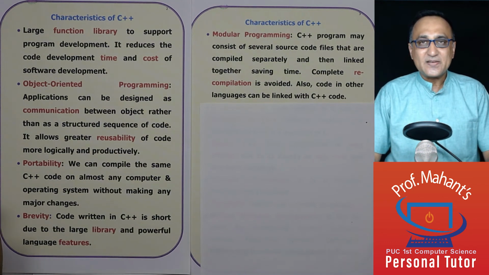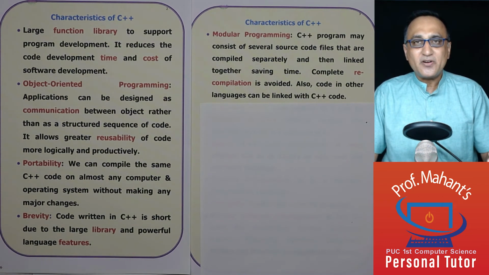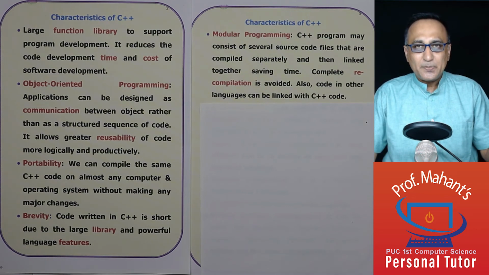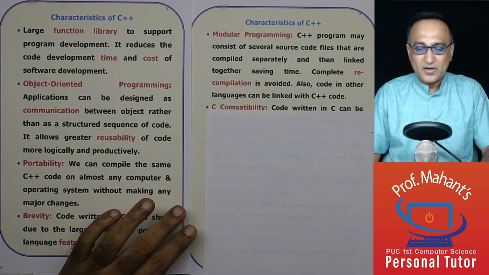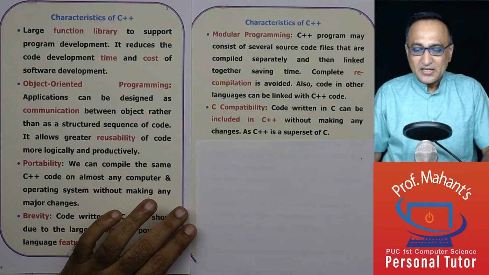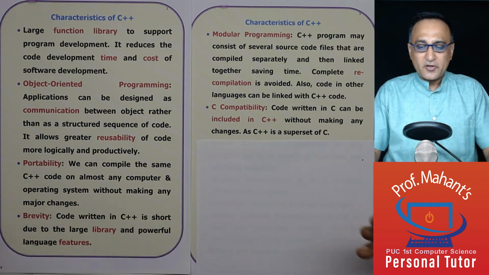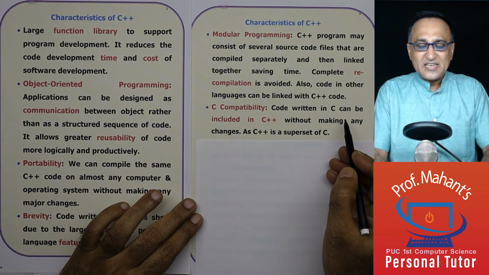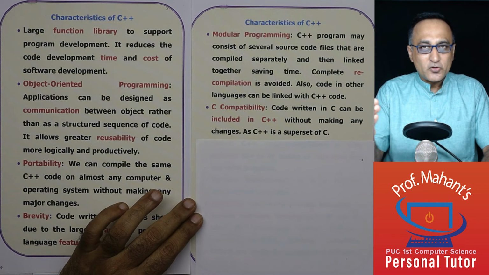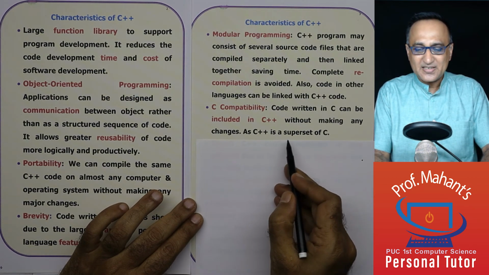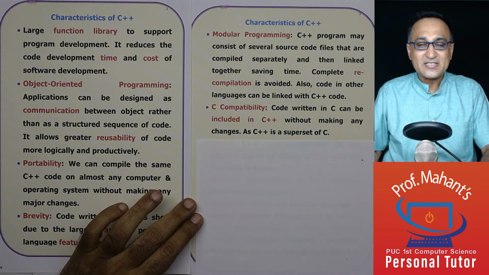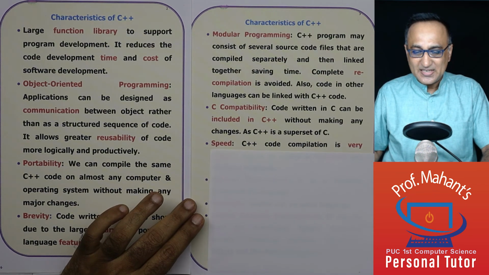The other thing is in C++, suppose you have written code in C or COBOL, Fortran or Java. That particular code can be combined with your C++ code and reused. This is another advantage of modularity. Now, I've already told you, code written in C can be compiled or used in a C++ environment without making any changes, because C++ is a superset of C.